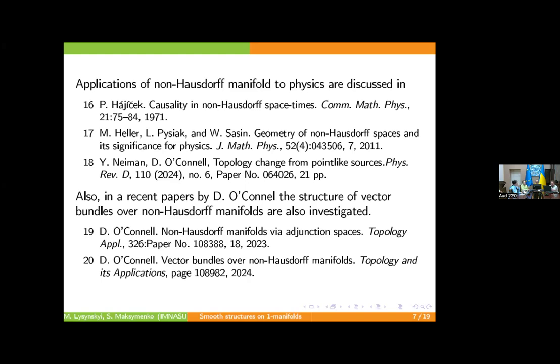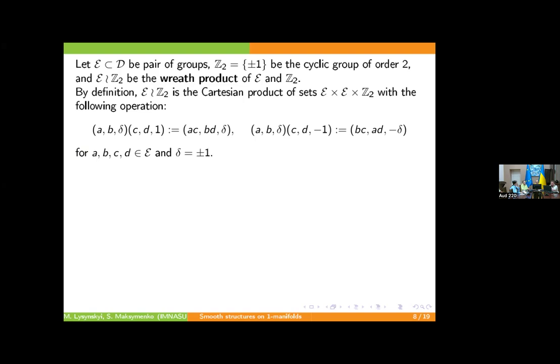Well. Now that was about history, and now let me recall two algebraic constructions which will be used in this talk. First of all, it is the wreath product. The simplest example is the wreath product of a group E with the group Z2. By definition it is just the Cartesian product of the group E by E and by Z2, with this operation. Every element is a triple A, B from E, and delta from Z2. And now we multiply them in the following way.